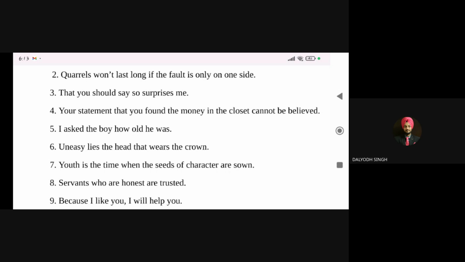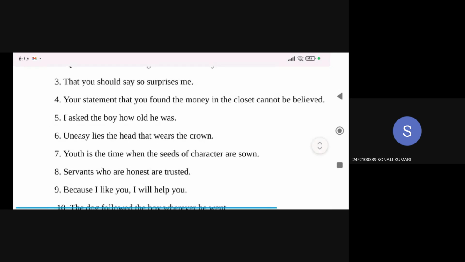It does not give the complete sense, but how old he was, it gives the complete sense. Here it does not give you a complete sense. Even as an interrogative sentence, it's not grammatically correct. How old he was is a wrong construction. So, I asked the boy is complete. It's adverbial, right? This is not adjectival. I asked the boy how old he was.